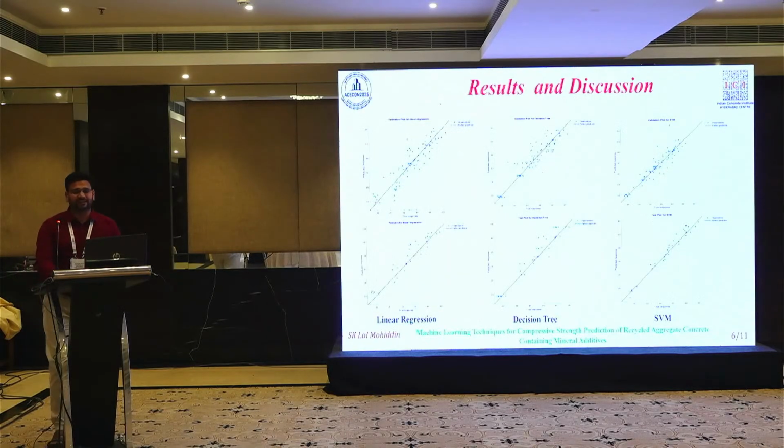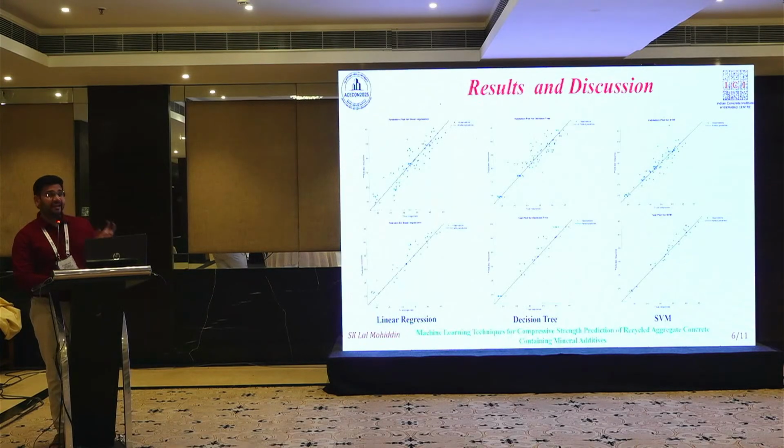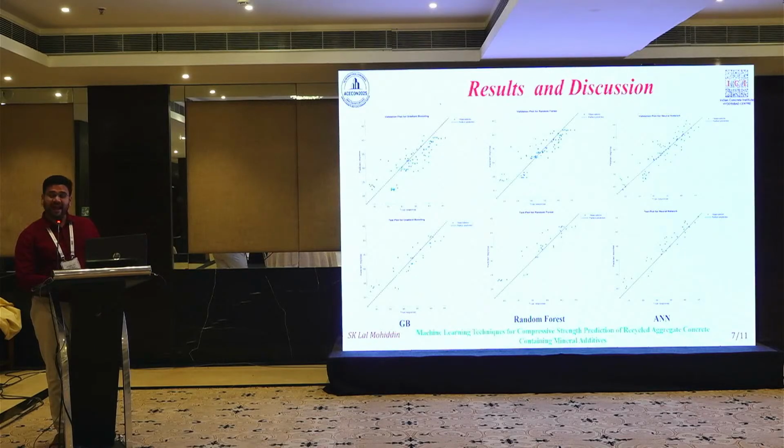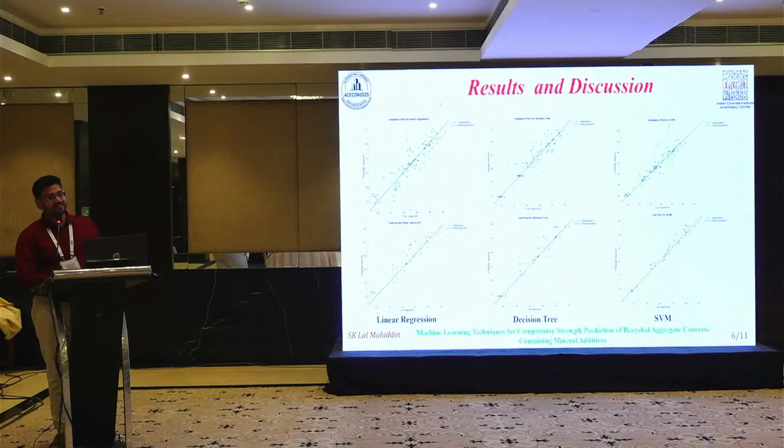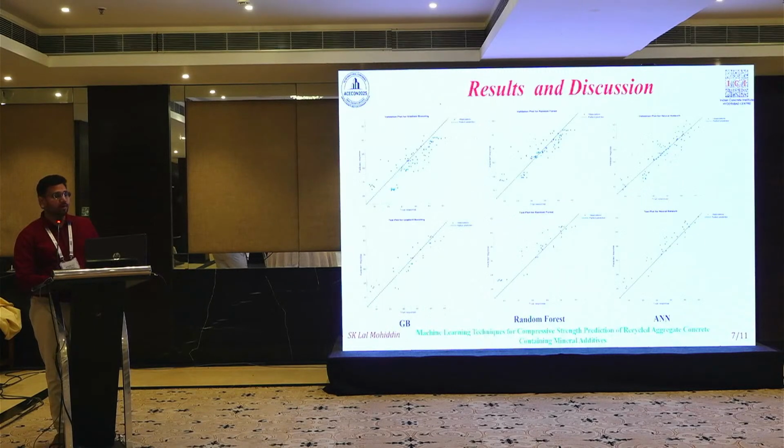Next, coming to the next phase, these are the regression fit lines, which show how the actual and predicted values deviate for the training set and the testing set. These are linear regression, decision tree, SVM, gradient boosting, random forest, and artificial neural network. Out of all these 6, SVM performs with more accuracy when compared to the remaining models.